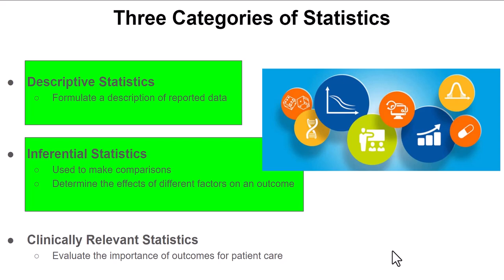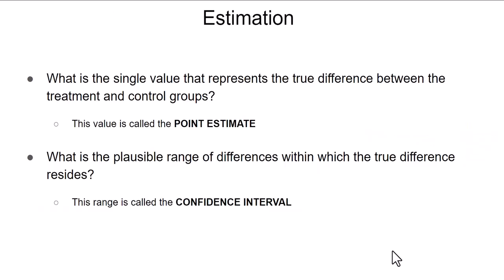Now we're going to talk about the clinically relevant statistics, and these are the statistics that are really applicable to your patient population. Descriptive and inferential statistics can tell you something about how statistically significant the data is, but the clinically relevant statistics tell you whether or not you should apply this kind of result to your patient. So the rest of our slide presentation, we're going to be talking about clinically relevant statistics.